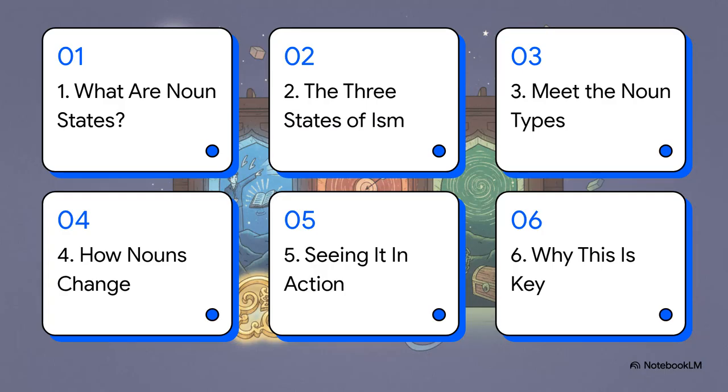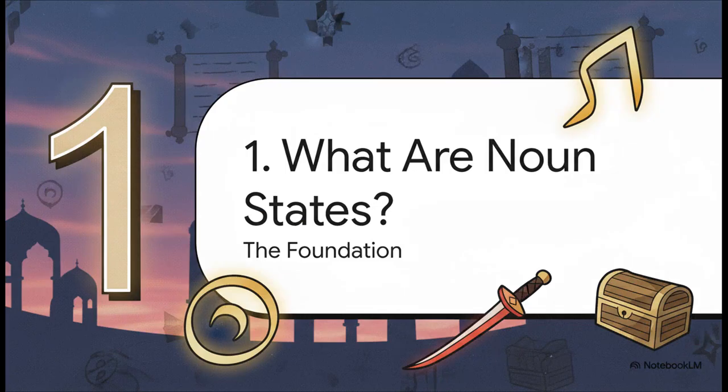Here's our game plan. We'll start with the basic idea of what a noun state even is. Then we'll get into the 3 specific Arabic states. After that, we'll meet the different types of nouns, see exactly how they change, and then put it all together with some real-world examples. By the end of this, you'll have the foundation you need. Let's get into it.